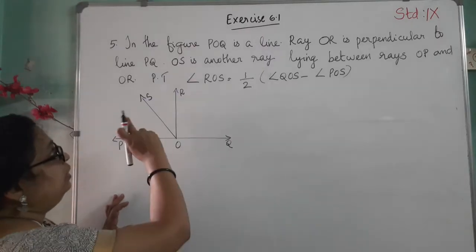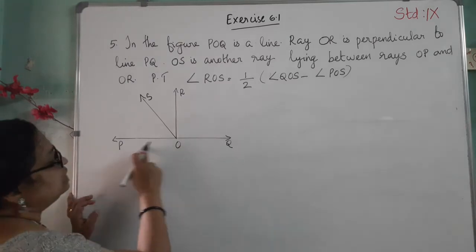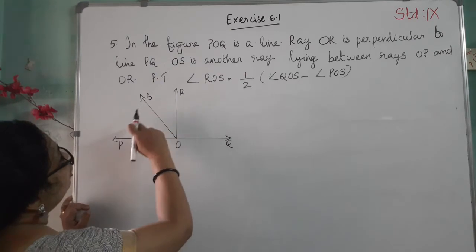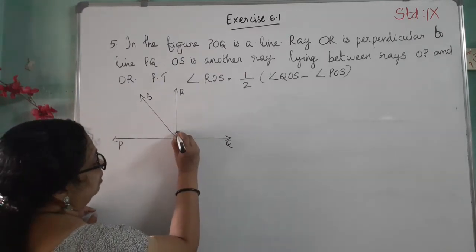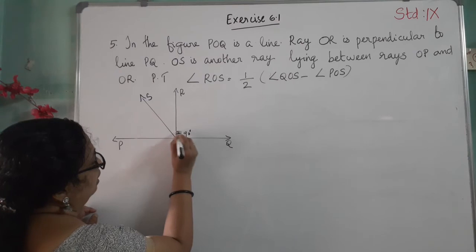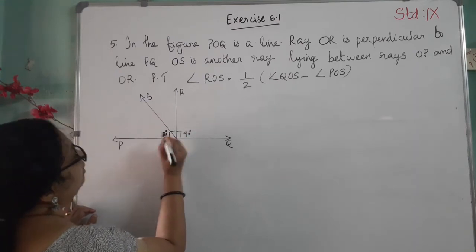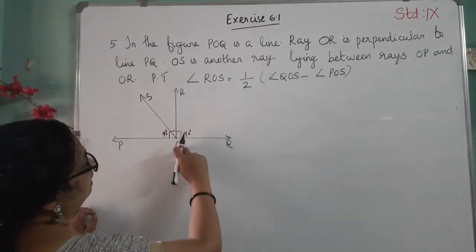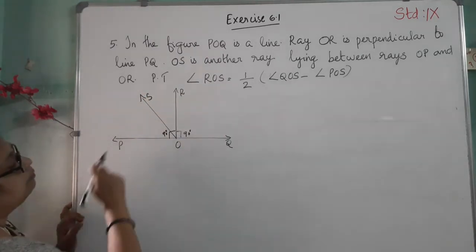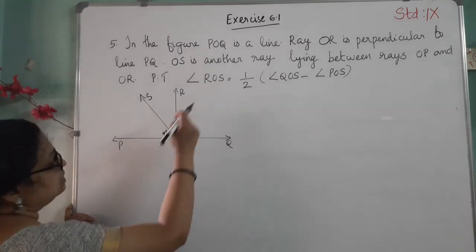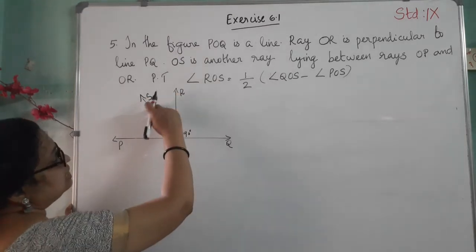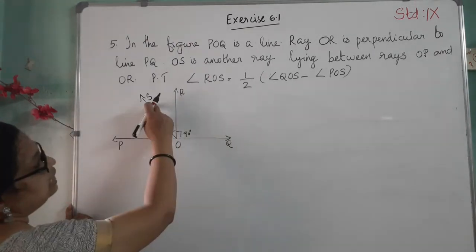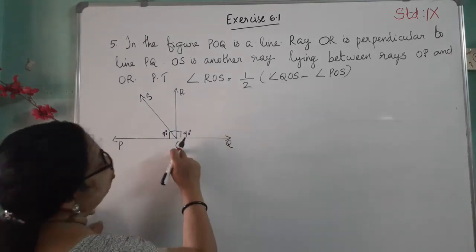Okay, question number 5. In the figure POQ is a line. Ray OR is perpendicular to line PQ, so this angle here is 90 degrees and here also 90 degrees. Then OS is another ray lying between rays OR and OP. Prove that angle ROS is equal to half into angle QOS minus angle POS.